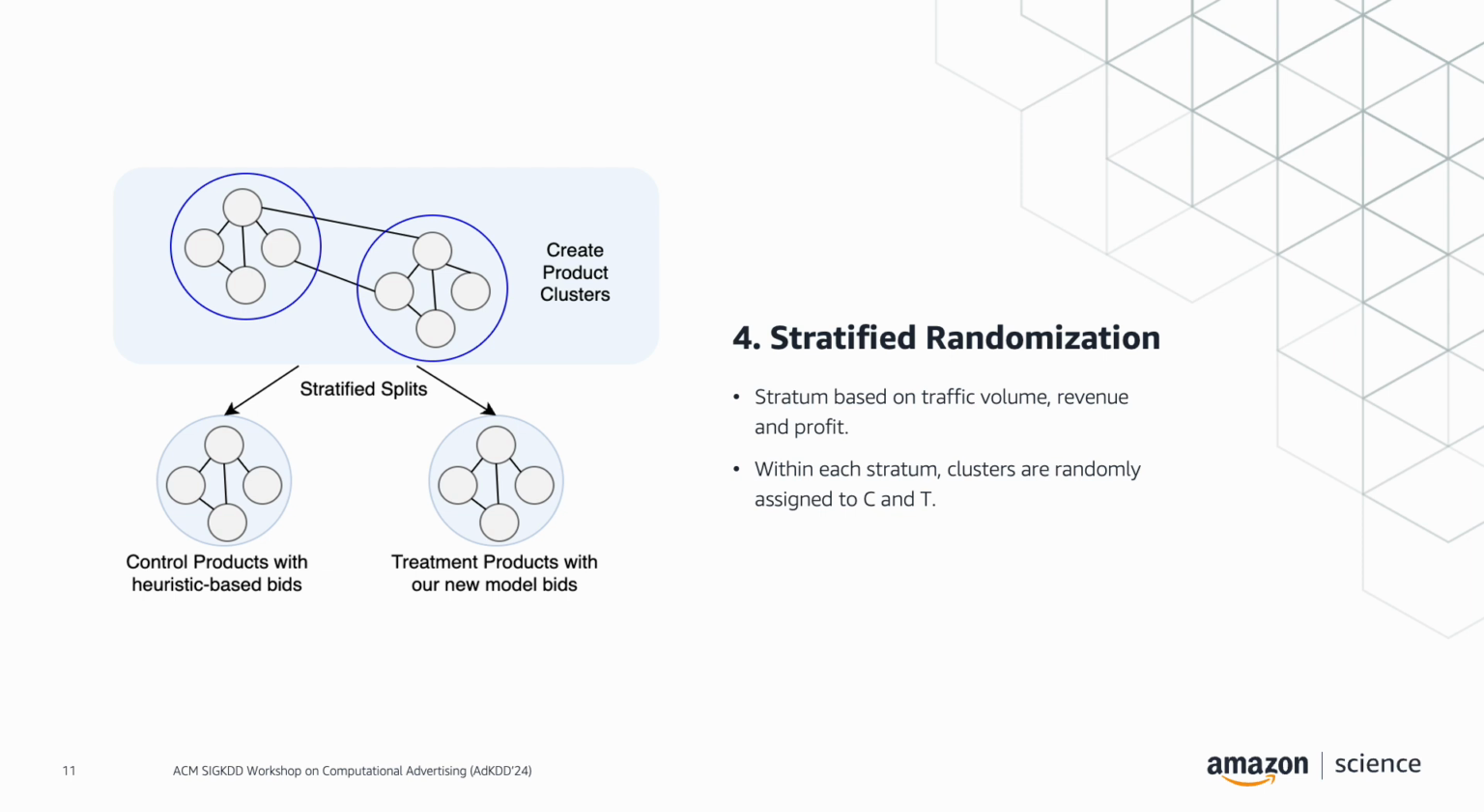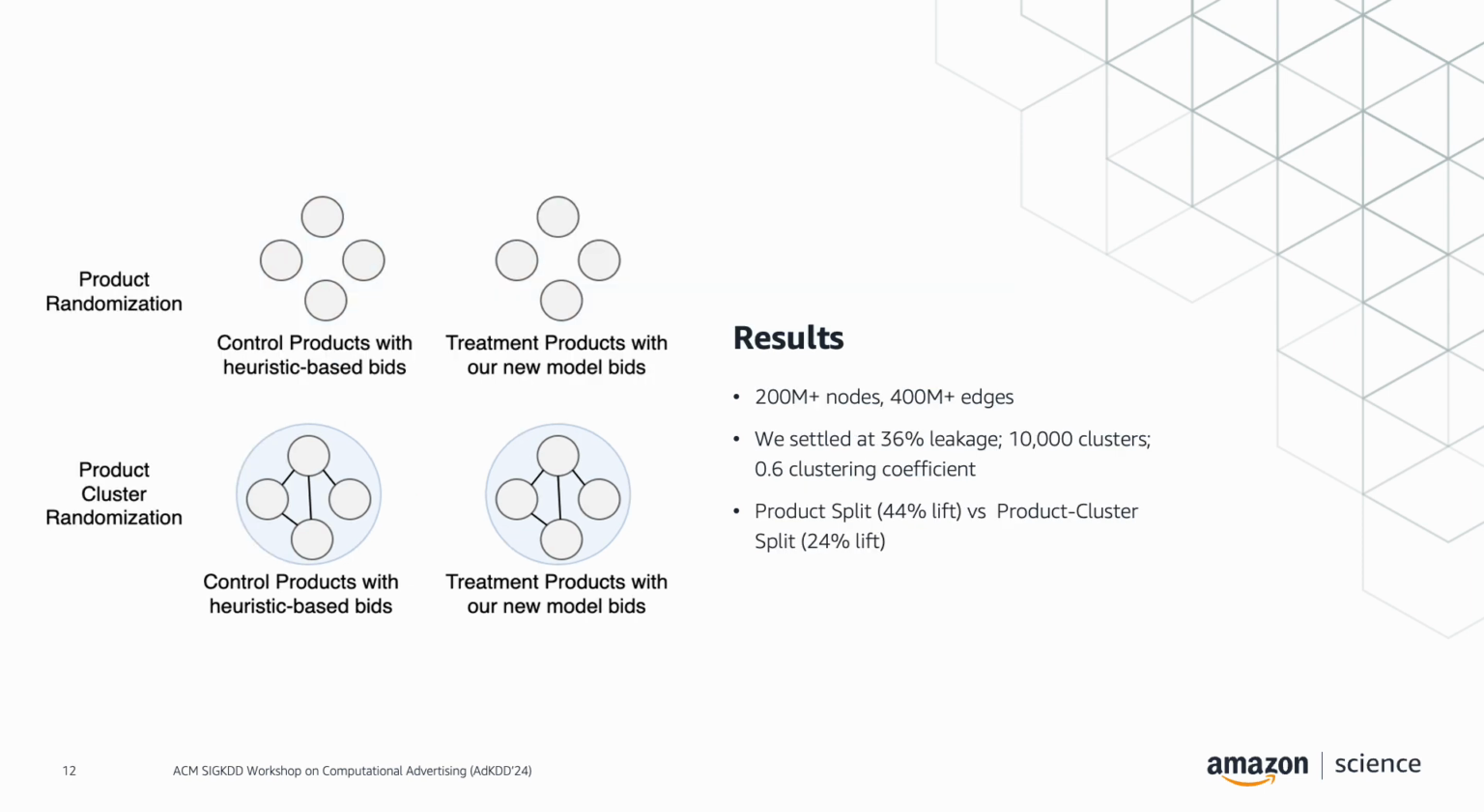Yeah, so once we create these clusters, then we use these clusters to randomize between control and treatment groups. We can balance on different metrics like the traffic volume, the revenue, and profit. So we have a stratified randomization. One thing to note is that the leakage metric in the previous slide kind of overstates the spillover, because at the end of the day, we are just interested in minimizing the spillover between the control and the treatment arm. For our A/B test, we ended up creating 10,000 clusters, still a 36% leakage, as that was the elbow point in our leakage versus number of clusters plots.